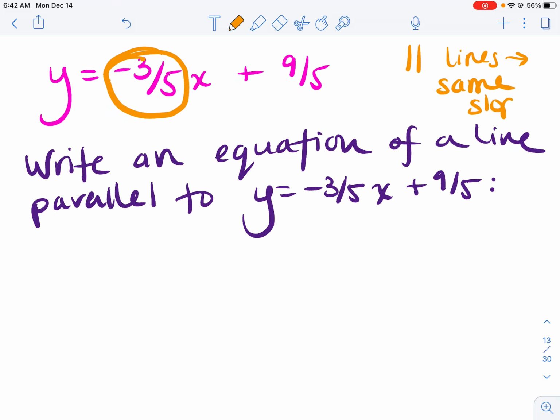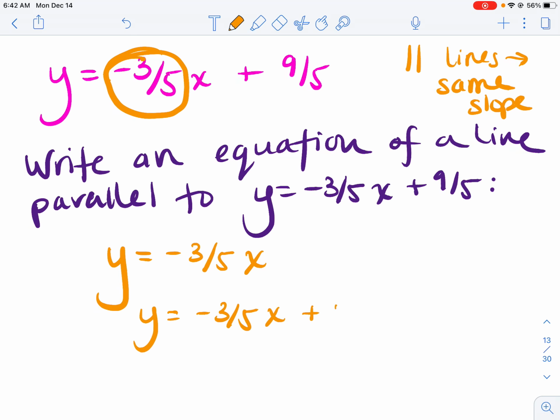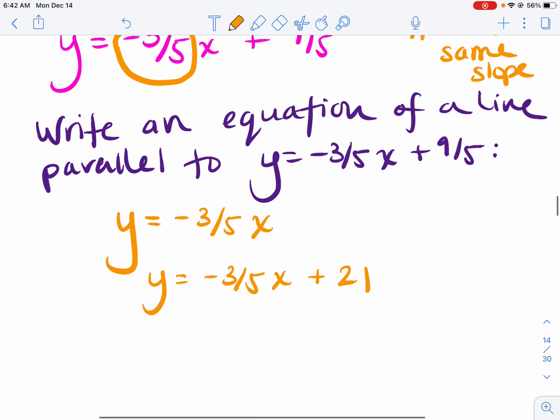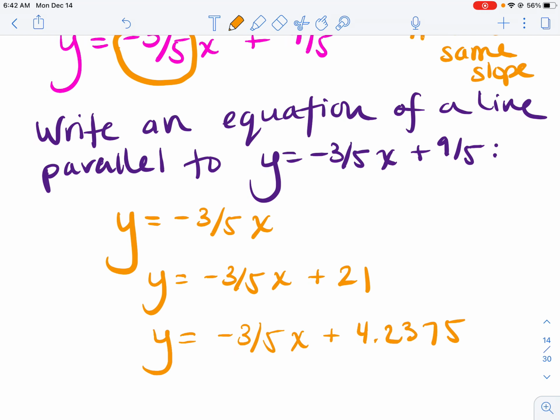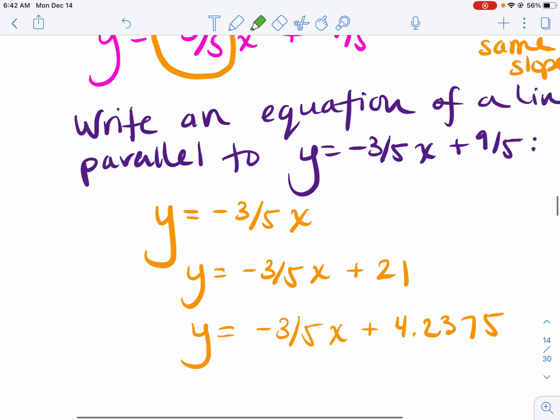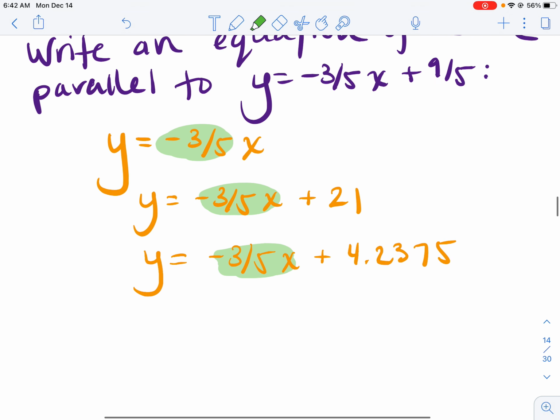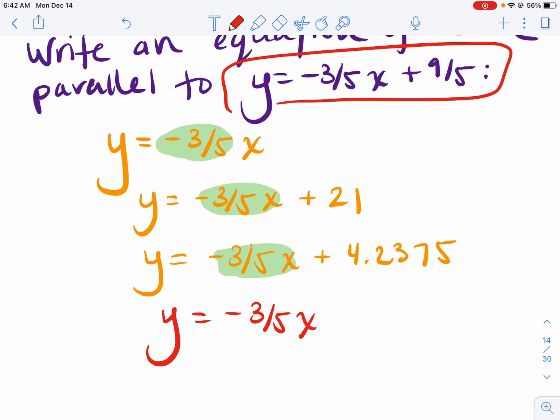So actually, you could write something very simply like this. Pick your favorite number. 21 is my lucky number. You could even write something crazy, 4.2375. Now there's only one equation with a slope of negative 3/5 you cannot write. So I'm going to write it, but make sure you put a big sad face next to this one. What would not be parallel to this equation?